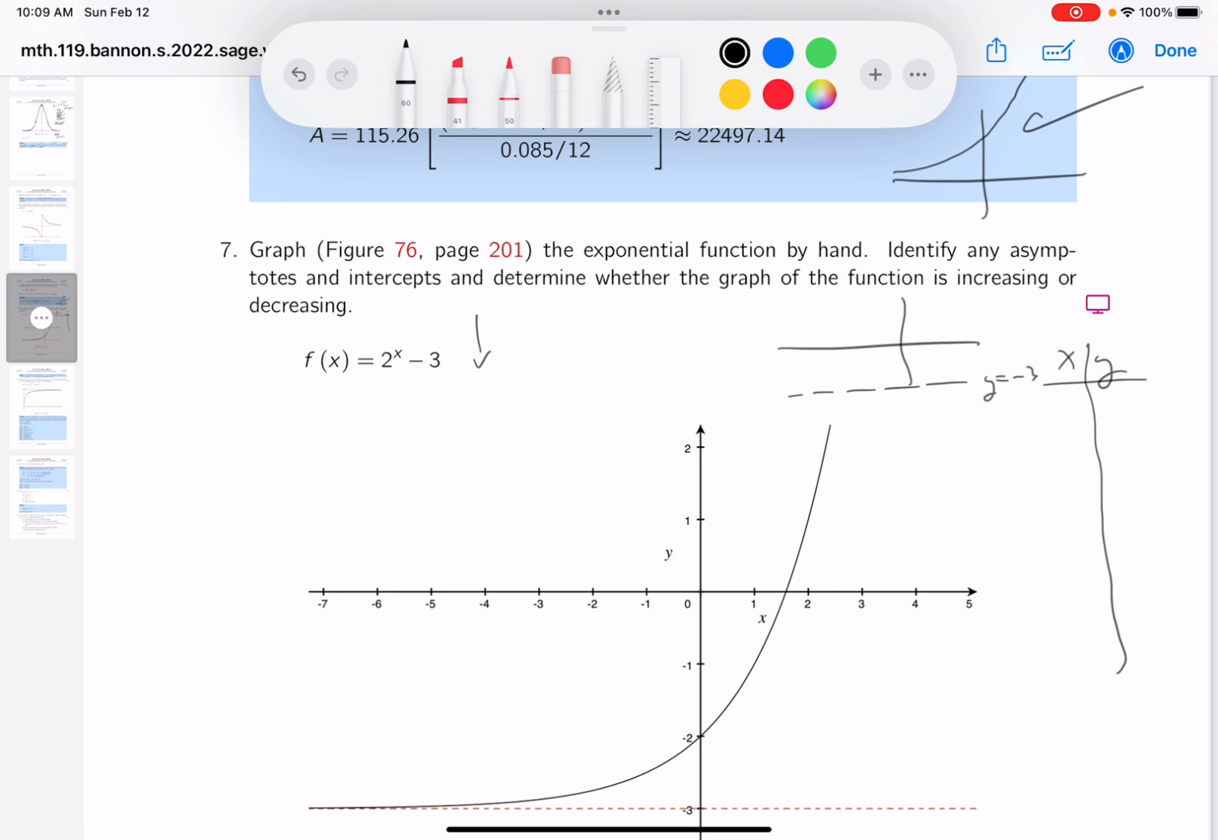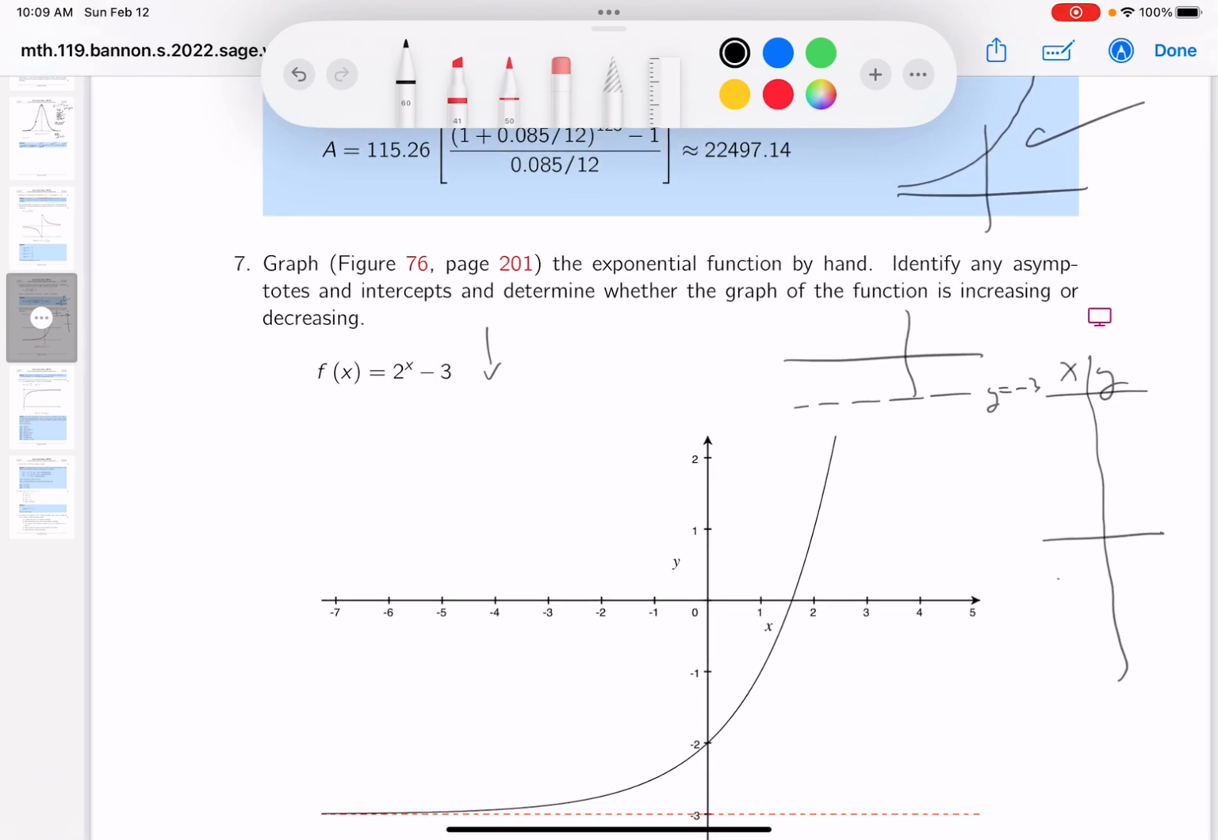And one of the points I'd like to do is just, what happens when x is 0? And what would you get? You would get 2 to the 0, which is 1, and 1 minus 3 is minus 2. So we get a y-intercept over here, which is (0, minus 2). That's the y-intercept. So I'm pretty comfortable it looks sort of like this over here, all right?